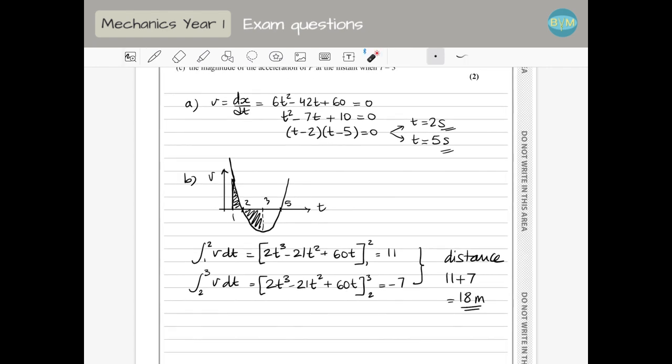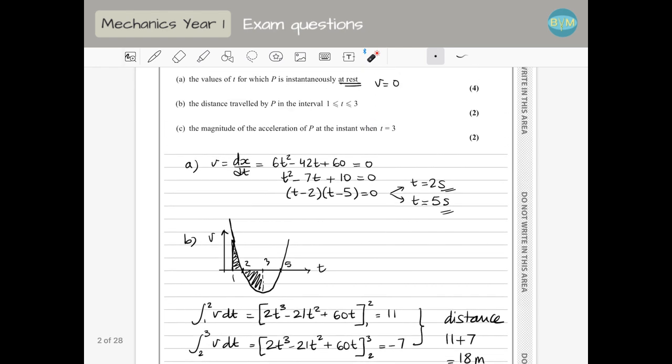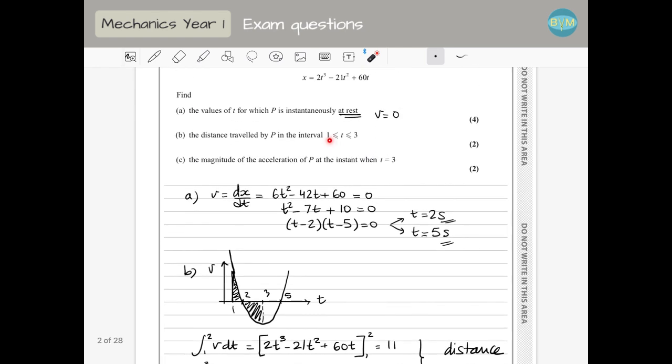Please always be careful when you are finding the distance in this type of question to check if there is a root in this interval. If there is a root in this interval, like in this case, the 2 seconds is in this interval, then you have to split it. You can do integrating, or you just find the displacement when t is 2, when t is 1, and then the difference, and then when t is 3, when t is 2, the difference, and then add them together, but positive. And then the last bit is the magnitude of the acceleration of P when t is 3.